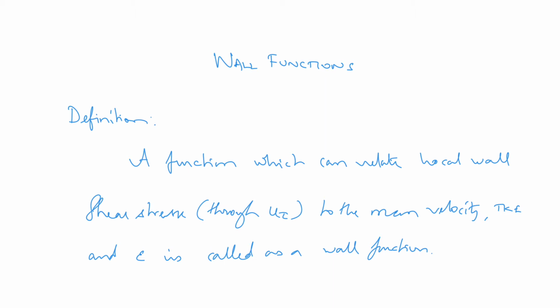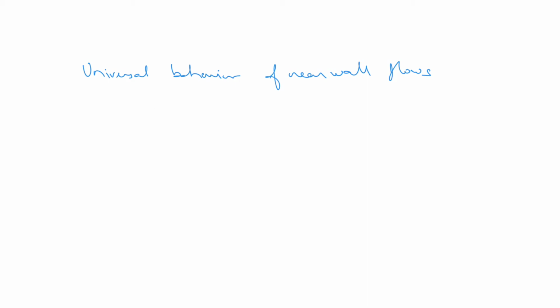So where are we using wall functions? Wall functions are usually used in high Reynolds number flows. By invoking the universal behavior of near wall flows, one can avoid the need to implement or integrate the model equations right through the wall.